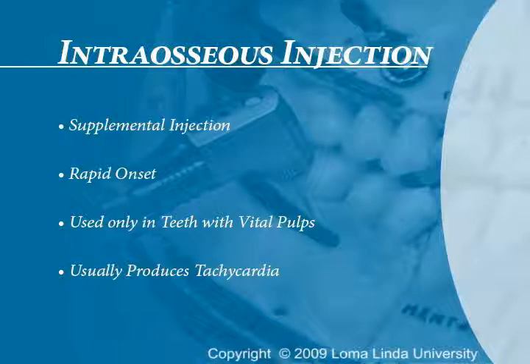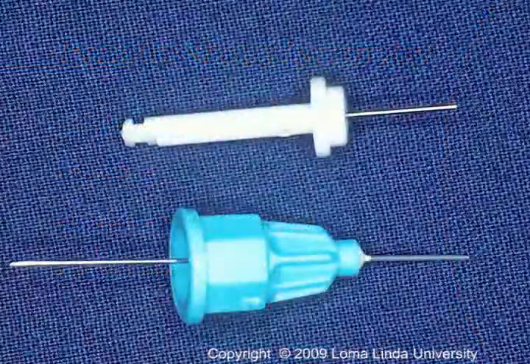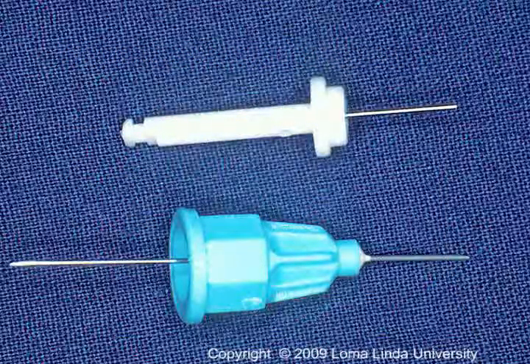The intraosseous injection. This is a supplemental injection with a rapid onset, and it is used when conventional injection gives inadequate pulpal anesthesia for teeth with vital pulps. This injection usually produces tachycardia, so the patient should be forewarned. There are commercially available devices from Stabident.